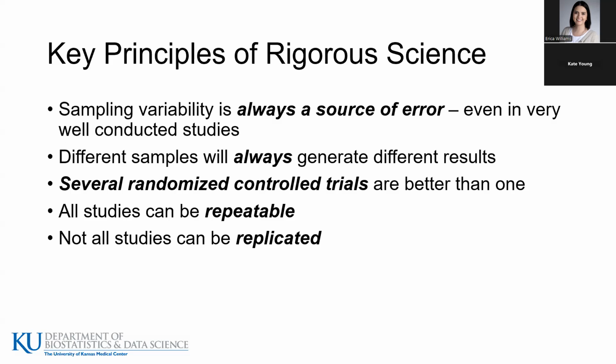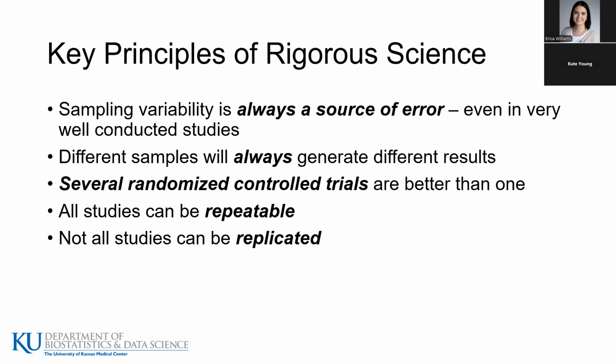Several randomized controlled trials are always better than one because different randomized controlled trials will get different samples from the population, and this will give us more confidence in our results.